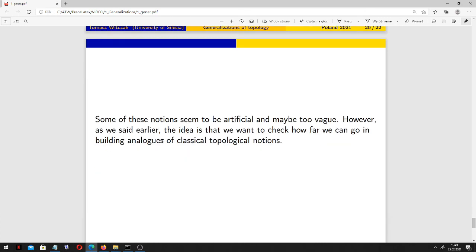Some of these notions, as we've already said, seem to be artificial and maybe too vague. However, as we said earlier, the idea is that we want to check how far we can go in building analogues of classical topological notions like convergence, openness, closedness, or density.